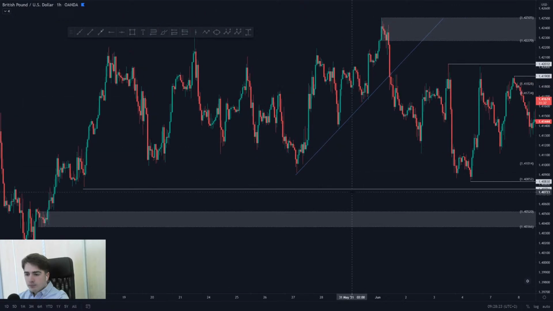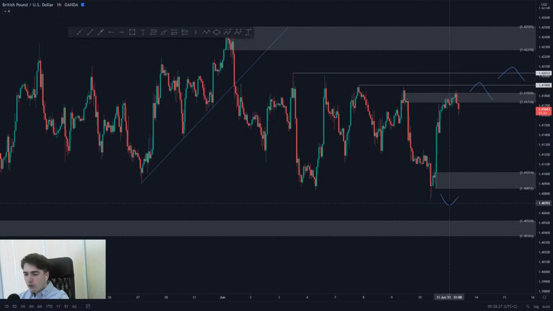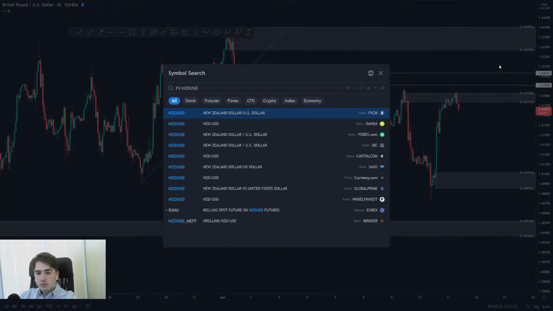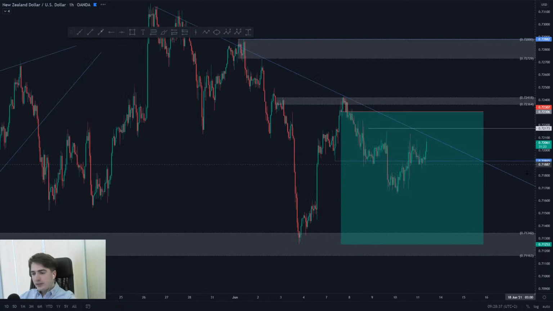So that's it for pound dollar. If you guys don't have any questions, I'm just going to continue onwards with our next pair, which is Kiwi dollar. So you guys know that I'm still in a short on Kiwi dollar.